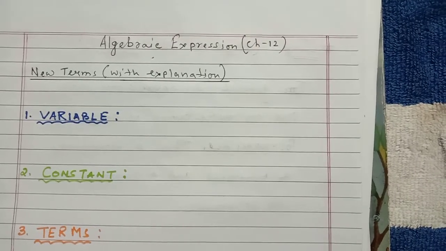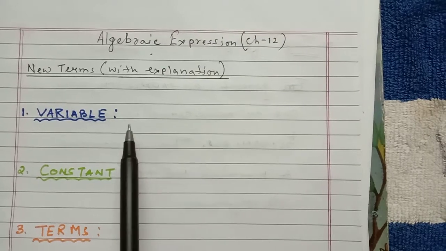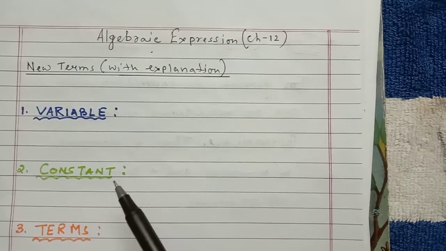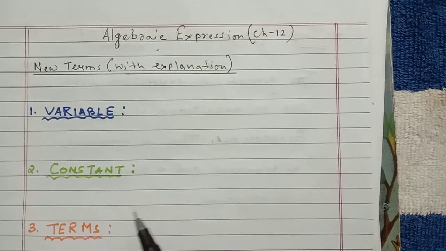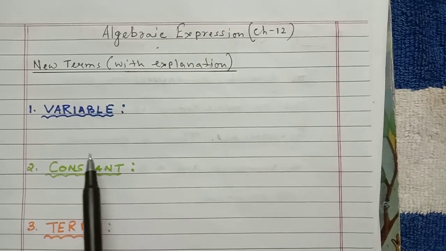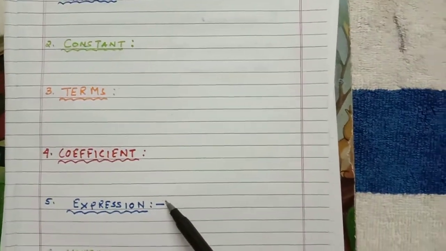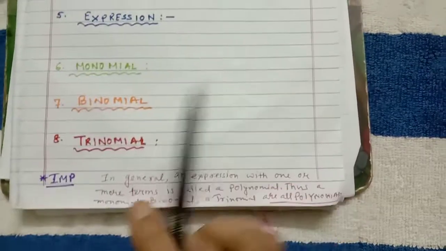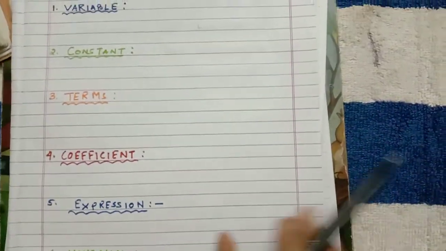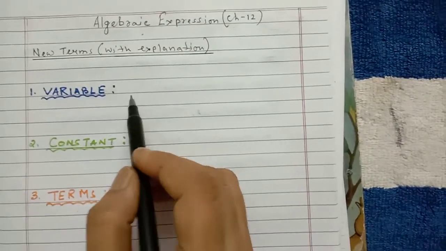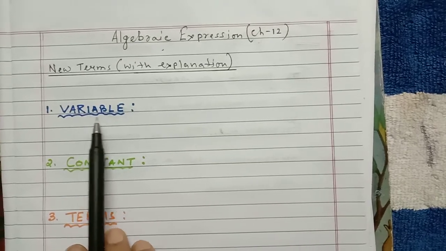Today, we are doing algebraic expressions, which we have done before, but after a long time you are here with this chapter. So, there is a recapitulation for you. Now, the new terms: variables, constant, terms, coefficient, expression, monomial, binomial, trinomial. This we will give again a summary on it. Now we will start from variable.